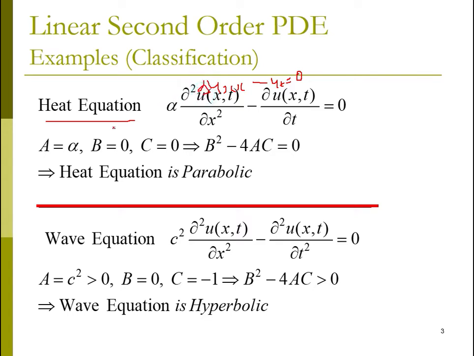So here a is equal to alpha, b equal to 0 and c is equal to 0, implies b square minus 4ac is equal to 0 minus 4 into alpha into 0, so it is equal to 0. So heat equation is parabolic.